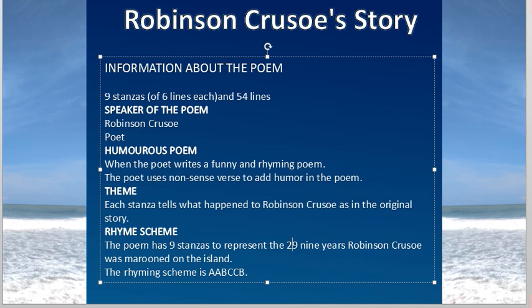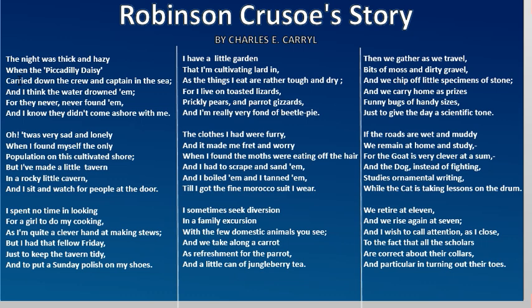And the rhyming scheme is AABCCB. So how do we determine the rhyming scheme? And how are these letters describing it? You see, we look at the rhyming words, the last words of every verse. If they rhyme together, we give them the same letter. So the first and the second lines are rhyming together, hazy, daisy. So both the lines get the same letter, A, A.